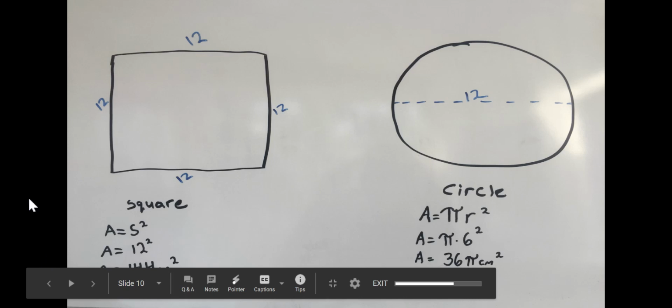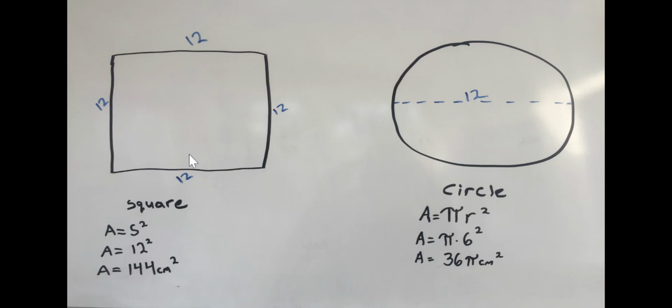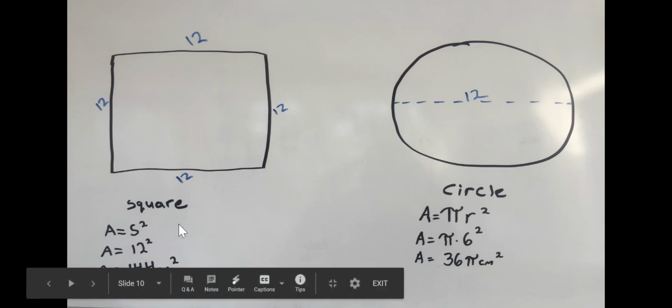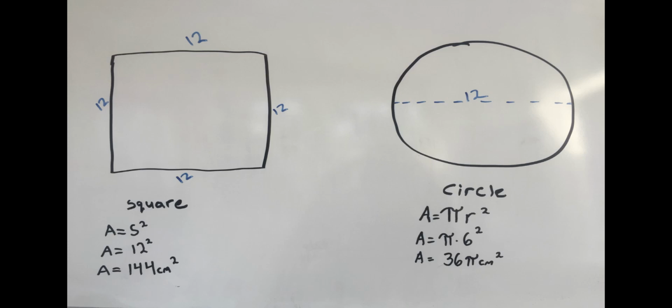Now, we have a square here, and we also have a circle. Now, our square, we have S squared. Area equals S squared. S stands for side. So our side right here is 12. 12 squared would give us 144 centimeters squared. All right. And then on this side, we have a circle.